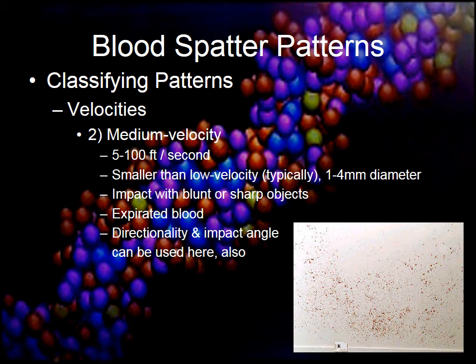Medium velocity is 5 to 100 feet per second. You find the stains are much smaller, 1 to 4 millimeter. The impact is with blunt or sharp objects. Expirated blood. So this is blood that someone gets into their lungs and coughs up. That's going at a very fast pace, 5 to 100 feet per second, as you can see. Not as fast as high velocity, which we'll look at. The directionality and the impact angle can be used as well.